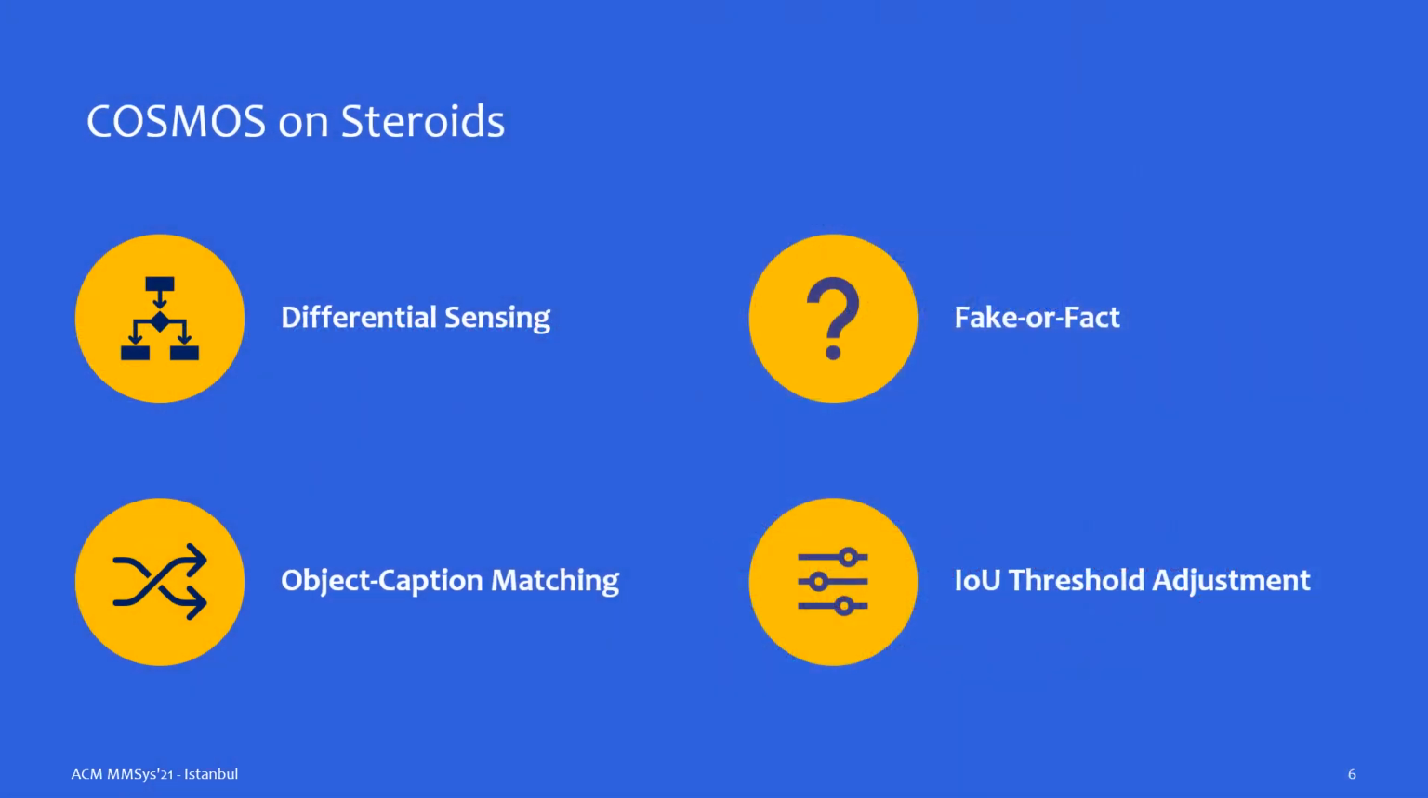So given these problems we have observed, we have 4 different methods shown in this slide that try to address these problems. These are differential sensing, fake or fact, Object-Caption Matching improvement, and the IOU threshold adjustment methods. So let's look at each of these methods in more detail.